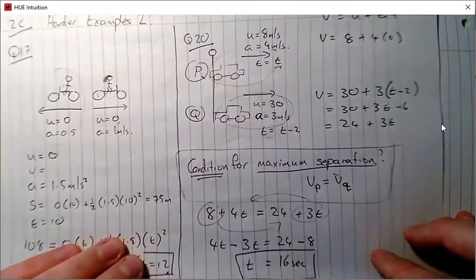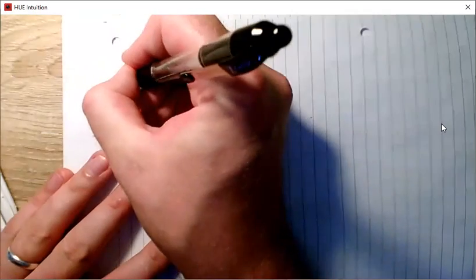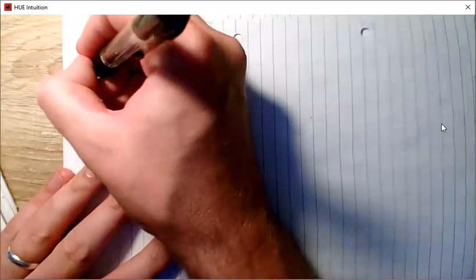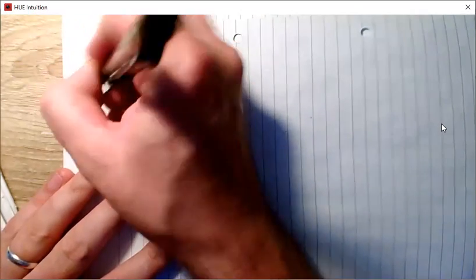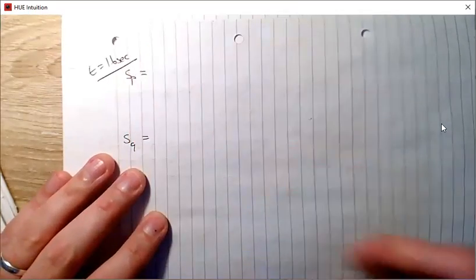The question has to show that they will never be ahead by more than 74 meters. So what you want to say here is, well, what's the distance of P when T is 16 seconds? Because that's when they start to catch on each other. And then what's the distance of Q? And hopefully the difference between them will be 74 meters.